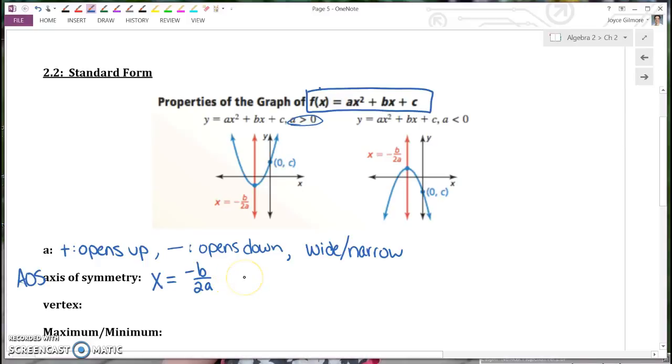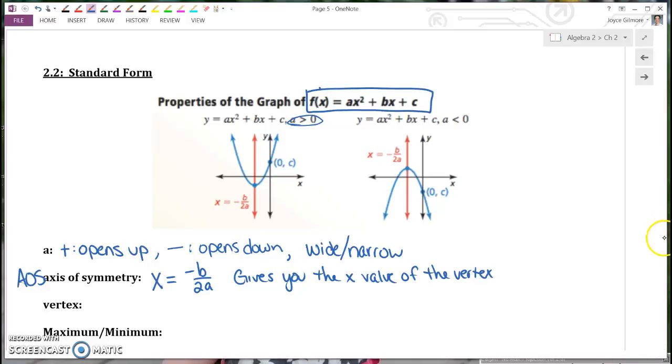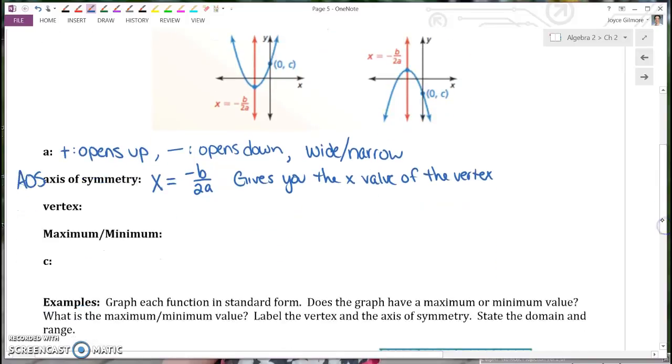The axis of symmetry also gives you the x value of the vertex. Because the vertex is on the axis of symmetry, whatever the axis of symmetry is, that is the x value of the vertex. So that starts this. The vertex, the first part of it is the axis of symmetry value. And then you would plug in the axis of symmetry value to get the corresponding y value.